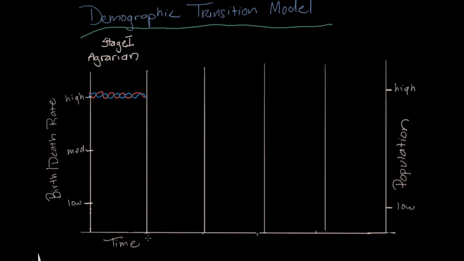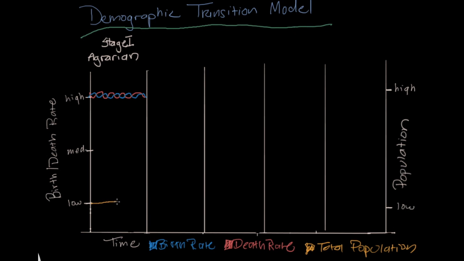Let me go ahead and label these so you can reference them later. The birth rate's in blue. The death rate's in red. And I'll do the total population in yellow. If both the birth and the death rates are high, and the population was low to begin with, that means the population growth is going to be stagnant. The population's low, and it's gradually increasing, but not at any significant rate.